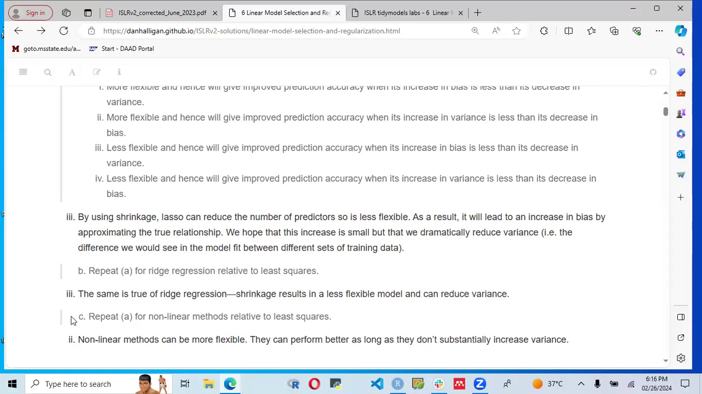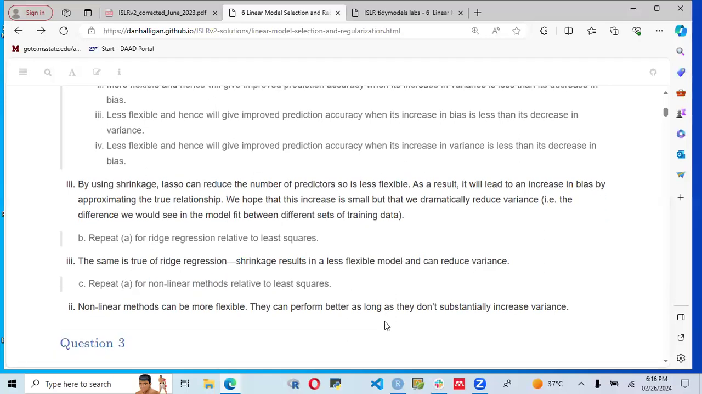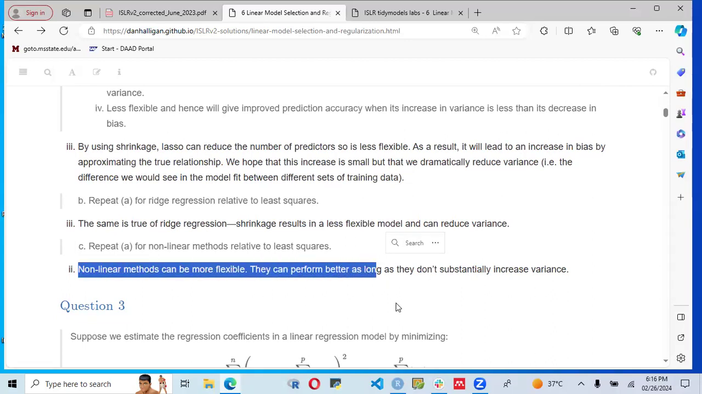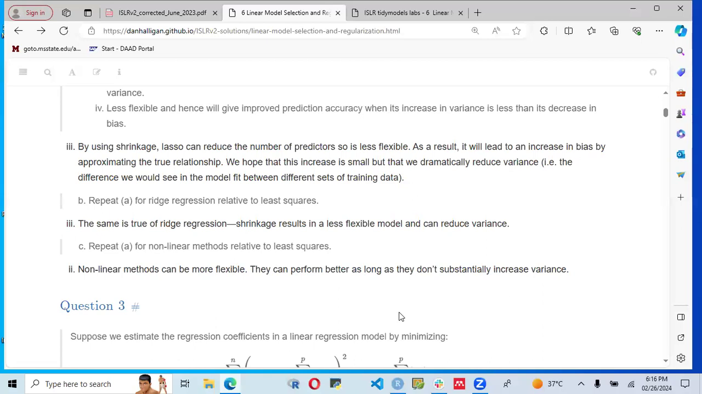So for question C, we have to repeat A for nonlinear methods relative to least squares. So here we can see that nonlinear methods can be more flexible. They can perform better as long as they don't substantially increase variance. Although we explore more of the nonlinear methods in chapter 7 next week.